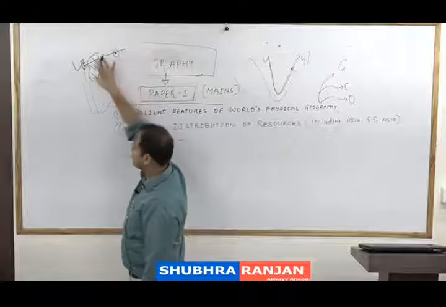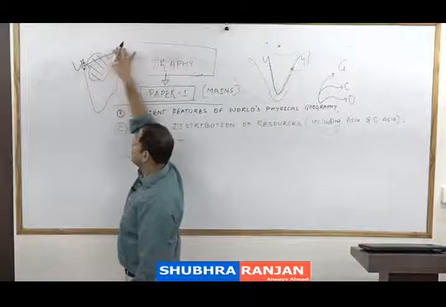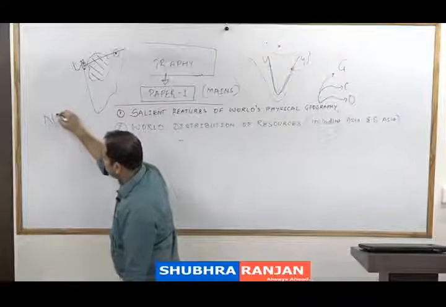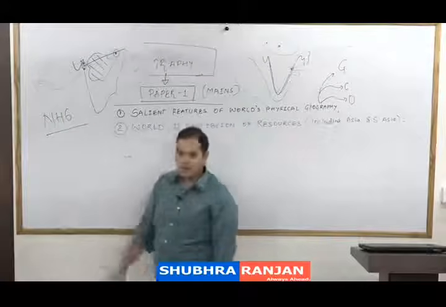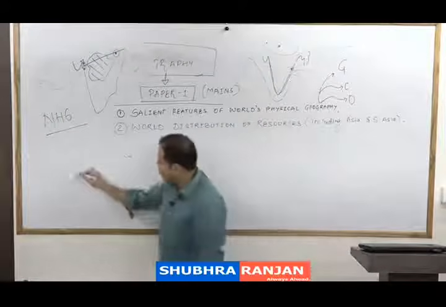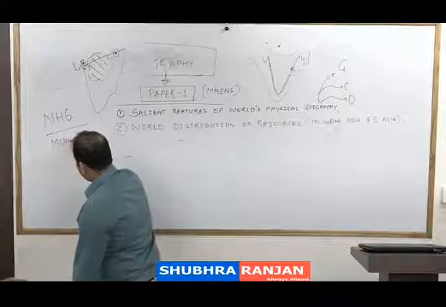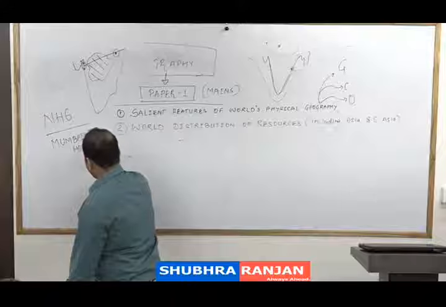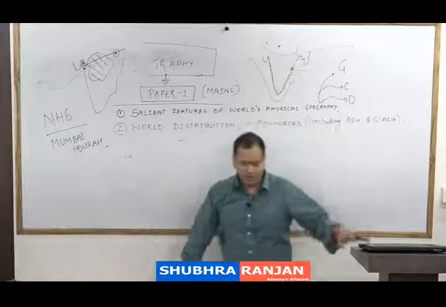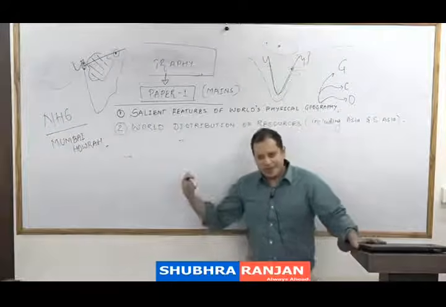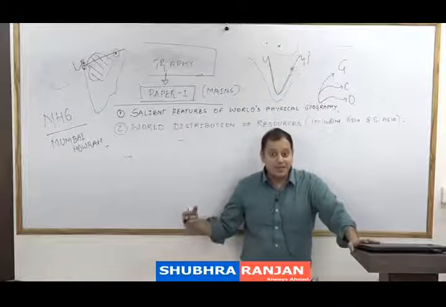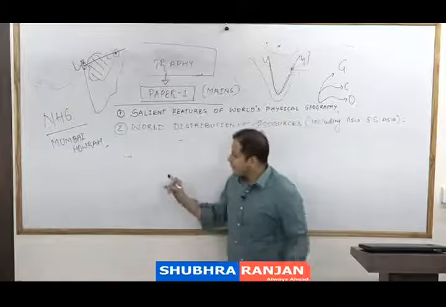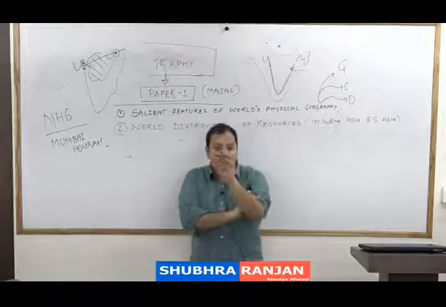Why? Because it passes through the cotton producing regions of India, it passes through the iron and steel producing regions of India, and that is National Highway 6, NH6, or it is the Mumbai Howrah railway line. So ये भी हमारे syllabus में है, but it is mentioned in paper 3 as infrastructure. So अब ये क्यों NH6?